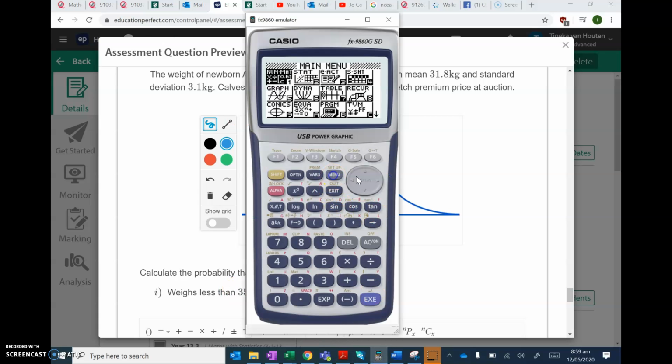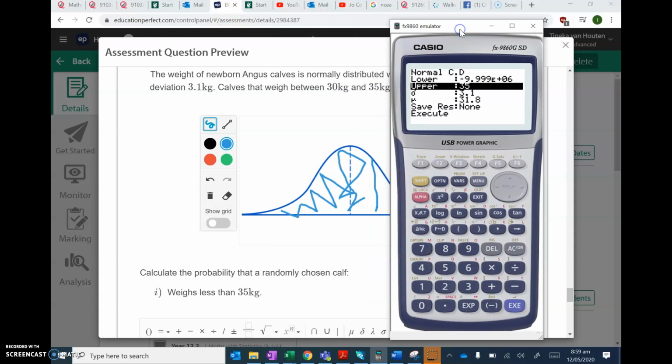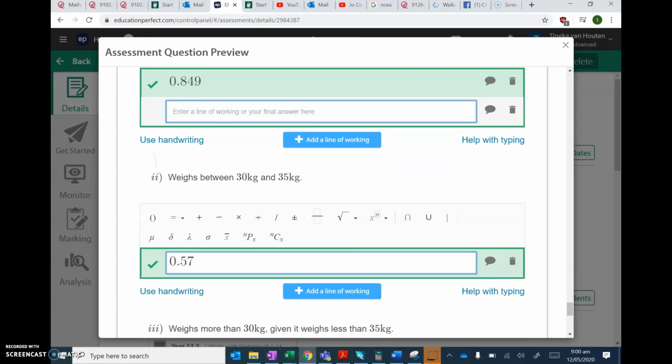So I go into normal distribution, and in CD, and my lower, it's going to be a negative, really large number. My upper is 35. Standard deviation is 3.1, and mean is 31.8. Do that, get 0.489. So that's what's put in there.